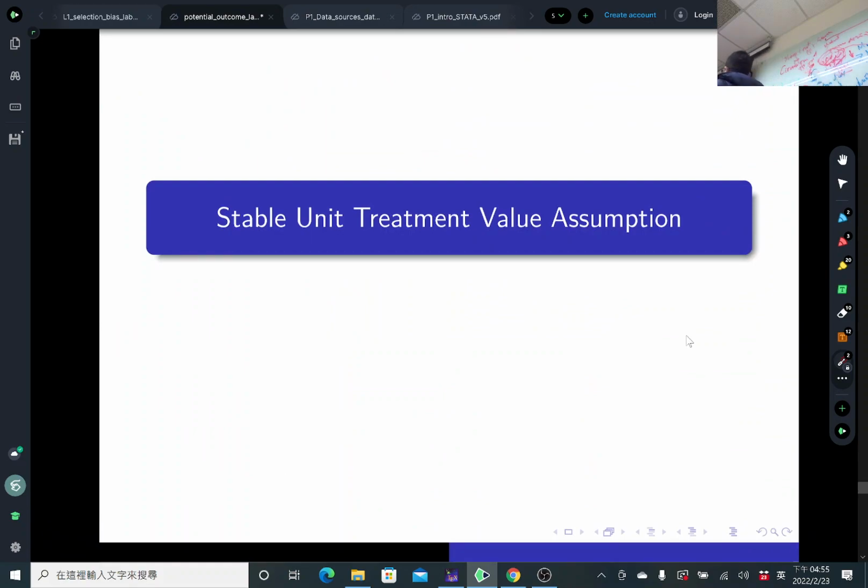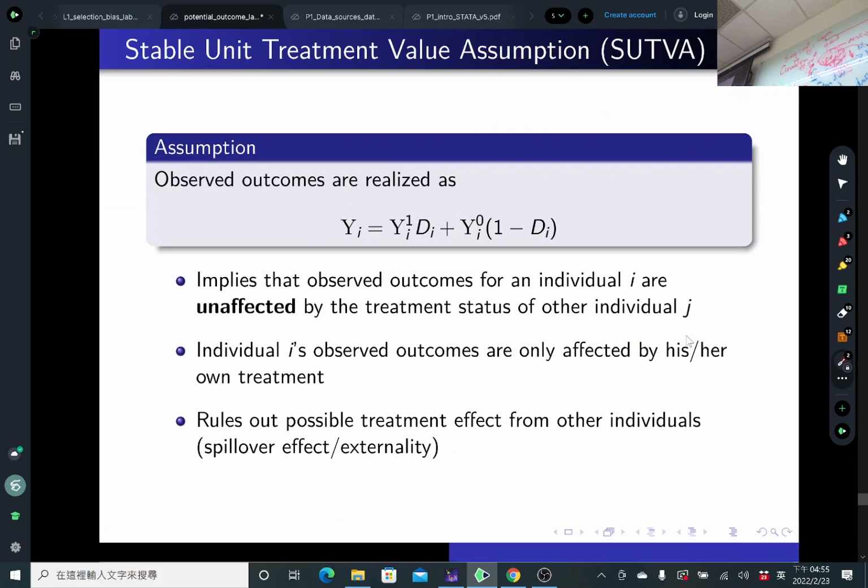So the framework we have discussed so far actually depends on a very important assumption, the so-called stable unit treatment value assumption. Basically, this assumption says the observed outcome only depends on your own treatment. It does not depend on other individuals' treatment. We define the observed outcome as only depending on the individual's treatment, whether he gets treatment or not. It does not depend on whether his friends get treatment or not.